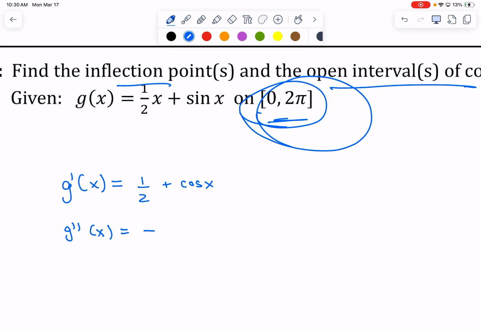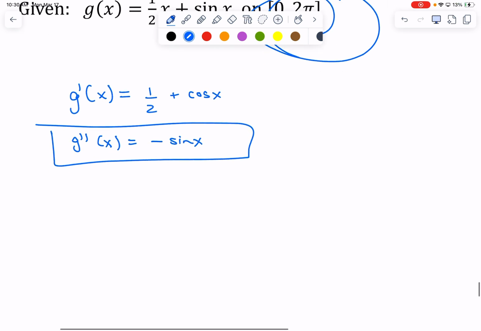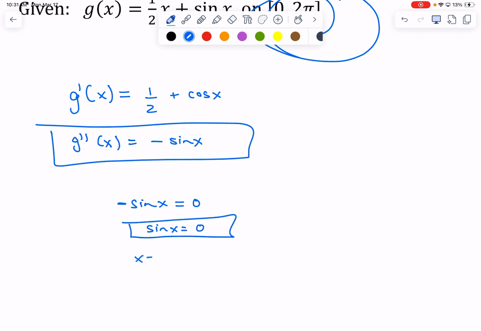Is it ever going to be undefined? No. Is it going to equal 0? Yes. Where does negative sine x equal 0? Well, divide off the negative. Where does sine equal 0 on the unit circle? 0, pi, and 2 pi. But aren't 0 and 2 pi already included, because they close the interval? So these are my critical values from 0 to 2 pi: 0, pi, and 2 pi.